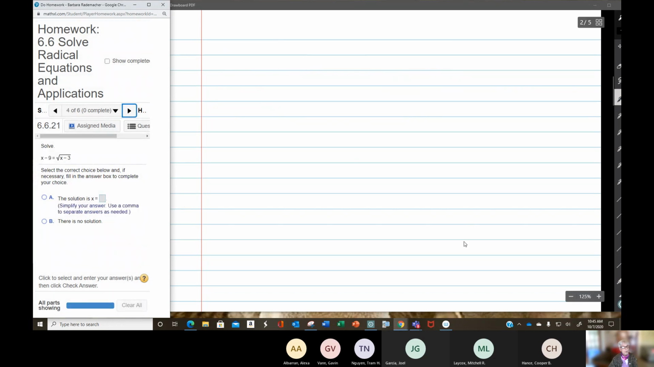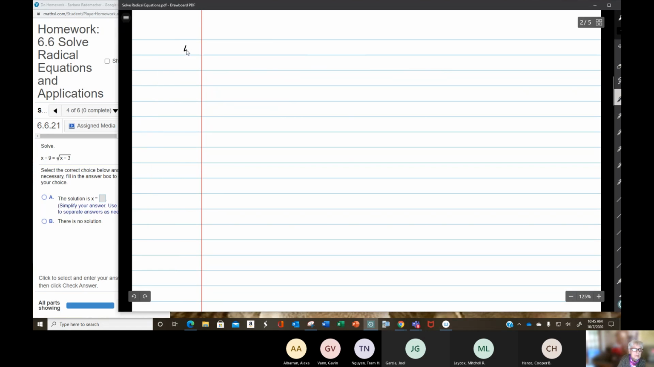Let's go to number 4, where we have x minus 9 equals the square root of x minus 3. Double checking to make sure that's right. This is a very typical quadratic equation. No, it's not. I'm lying. It's a very typical radical equation.